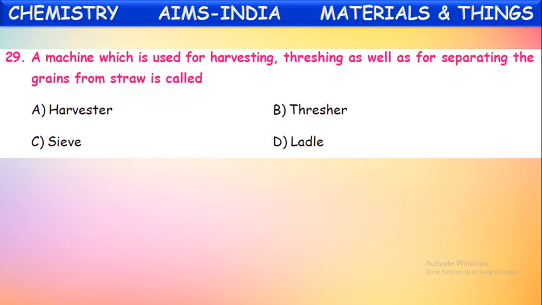A machine which is used for harvesting, threshing, as well as for separating the grains from the straw is called what? Thresher.